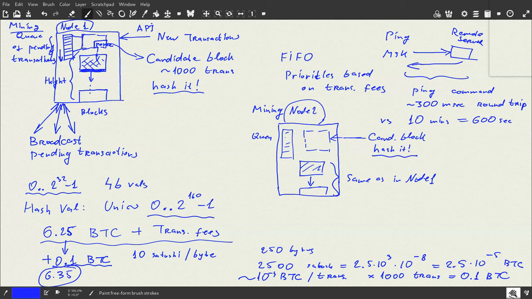So suppose that, yes, node number one had won this race and encountered a nonce so that the hash is less than the threshold. Congratulations to node one. So what would node one do then? It would immediately send this new block to all peers. It would take a short while. A block is not that small. And there would be, for example, 10,000 peers, okay?